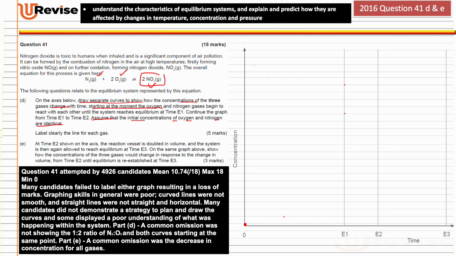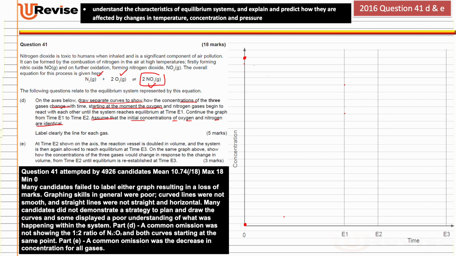So for the initial concentration of nitrogen and oxygen, we can pick a spot right high up there to say that was the concentration, because we can pick any spot as long as it's going to produce a graph that shows what's happening. We are supposed to clearly label the line for each graph.